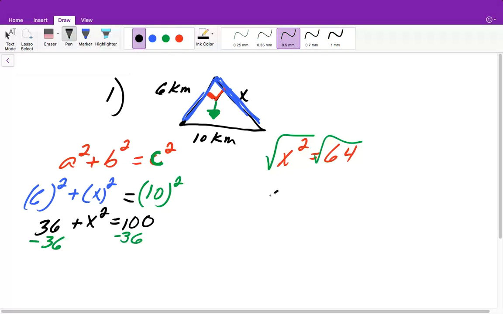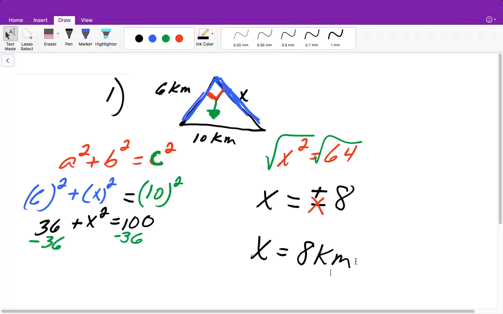Now remember, algebraically, I want you guys to not get into any bad habits. So algebraically, a number squared equal to 64 will generate two answers, a plus and a minus. And the square root of 64 is 8. But since we're dealing with the side of a triangle, or length, we need to reject the negative because we can't have a negative length. So our answer is just x is equal to a positive 8. And make sure you write the correct units, kilometers.